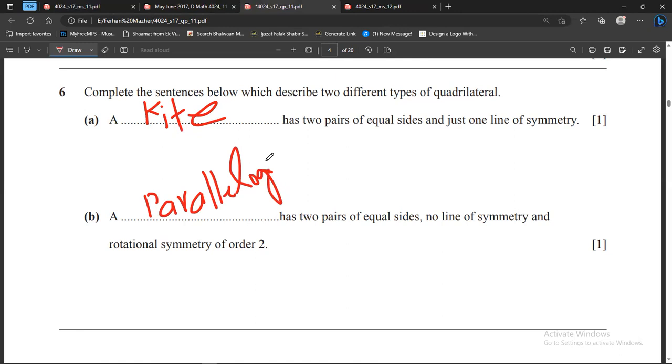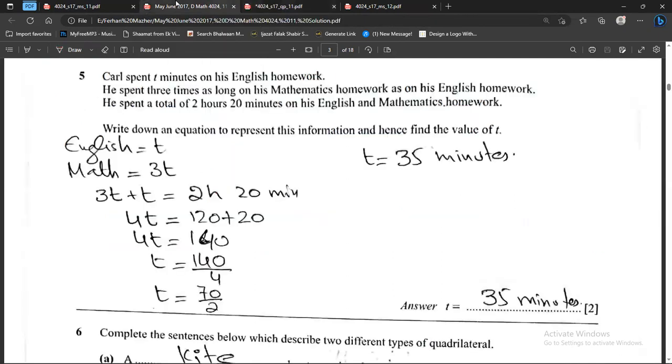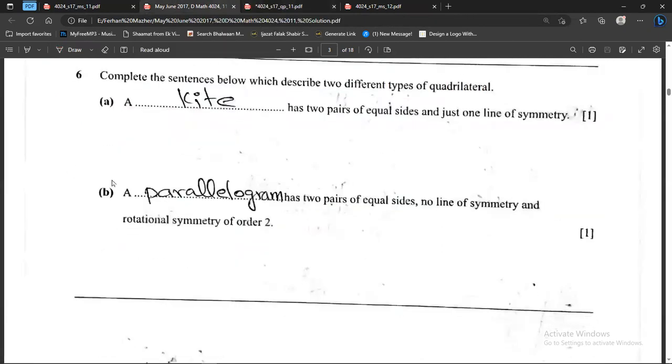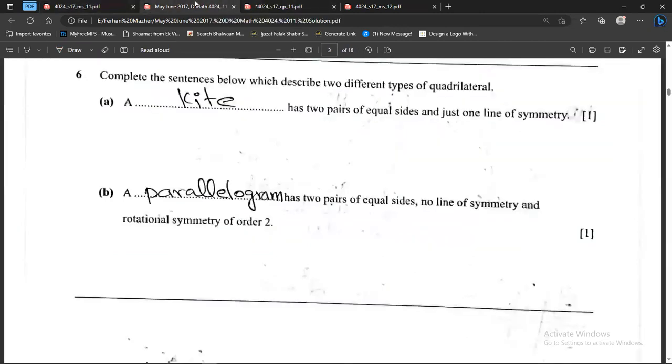It's a parallelogram. The parallelogram has two pairs of equal sides. There is no line of symmetry in it, and the rotational symmetry is of the order 2. So here we have question number 6, A and B part. So our answers are right. This is the solution.